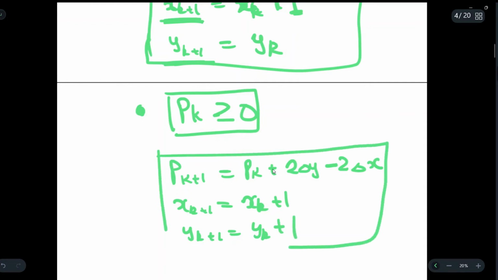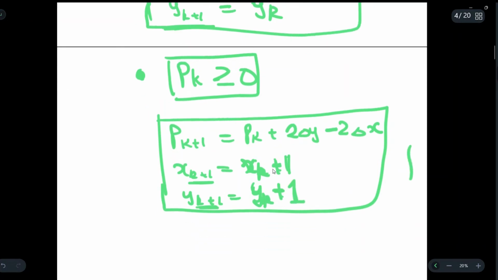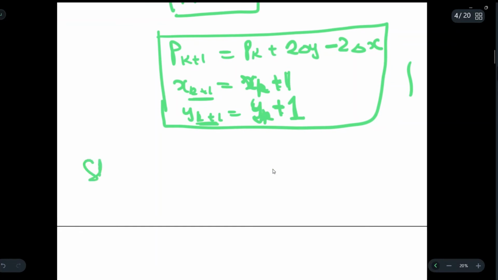Now here also keep in mind that these two are in the subscript, and this is xk, then separately we add 1, and this is yk, and separately we add 1 to it. So this is our algorithm. Now step 4.